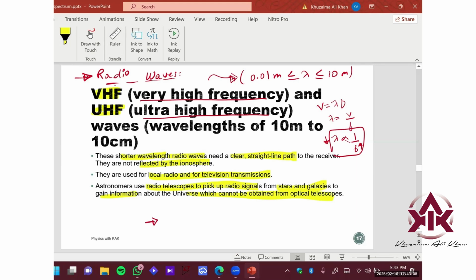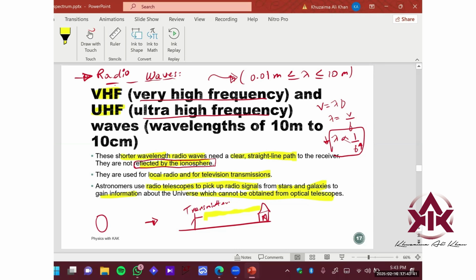what is the property of this wave? Let's say we have a transmitter here and we have a house here, right? Since it is operating at high frequency, it is going to go at a very fast rate. Okay. So let's say we are sending this wave, and this wave cannot be reflected, which is very important over here. It cannot be reflected by the ionosphere, right?